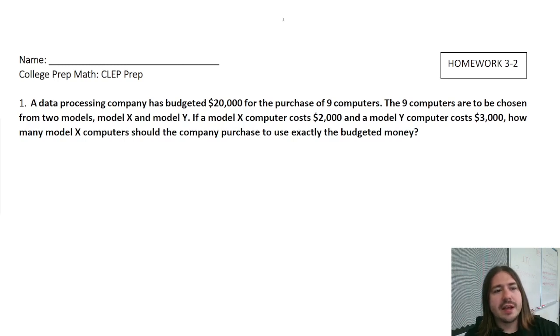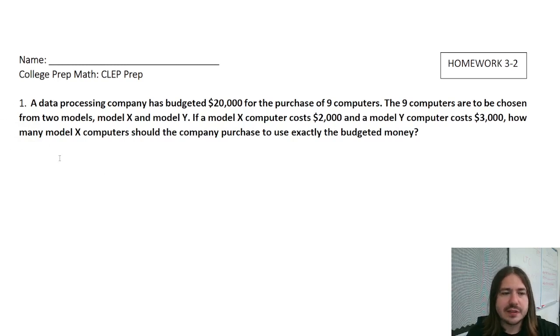So number one says a data processing company has budgeted $20,000 for the purchase of 9 computers. The 9 computers are to be chosen from 2 models, Model X and Model Y. If a Model X computer costs $2,000 and a Model Y computer costs $3,000, how many Model X computers did the company purchase to use exactly the budgeted money?